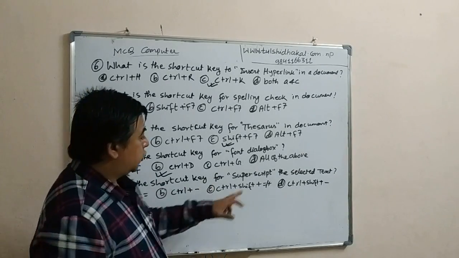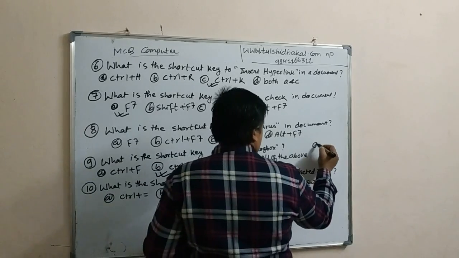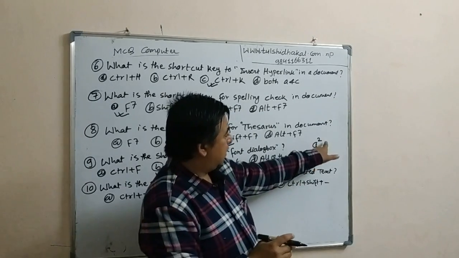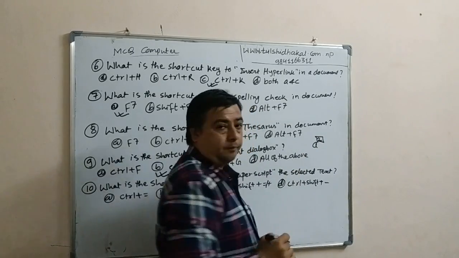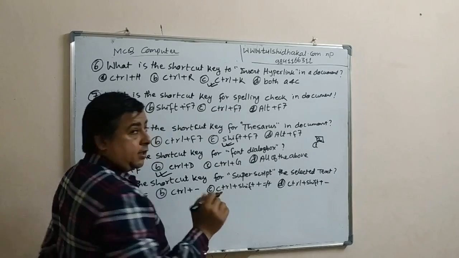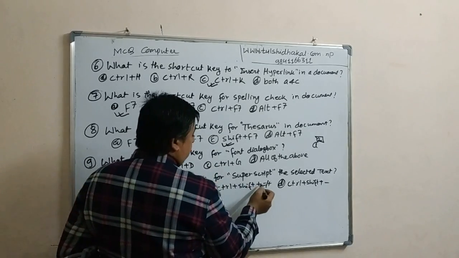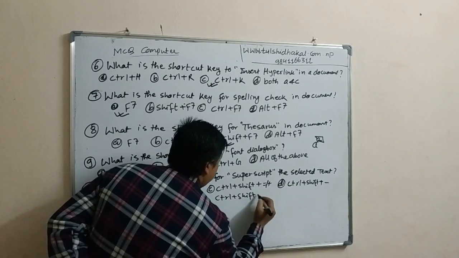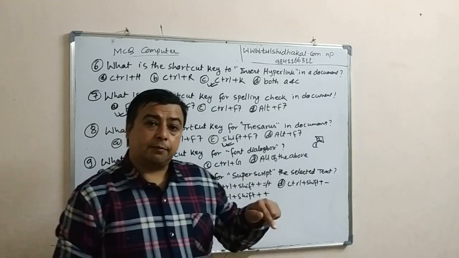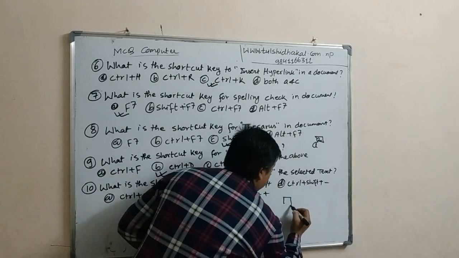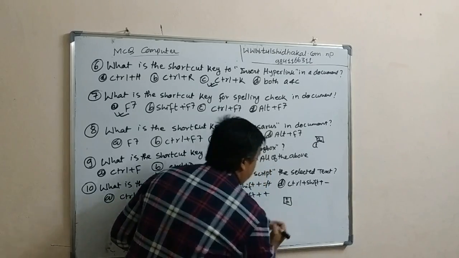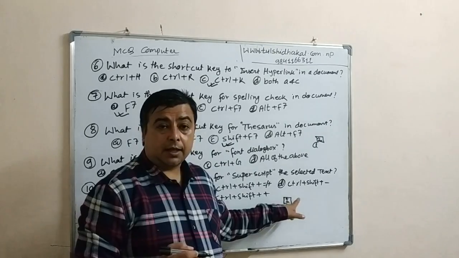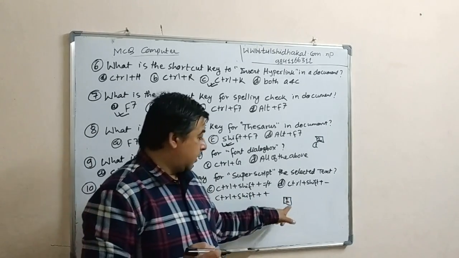What is the shortcut key for superscript? Superscript is the number which is above the base letter, like A square. These two are superscript. For superscript, in some options it is given Control plus Shift plus equal sign, and in some it is given Control plus Shift plus plus. Because when we press the Shift key, on that key the lower side has the equal sign and the upper side has the plus sign. If you press Shift, you get the plus sign, and if you do not press Shift, you get the equal sign.